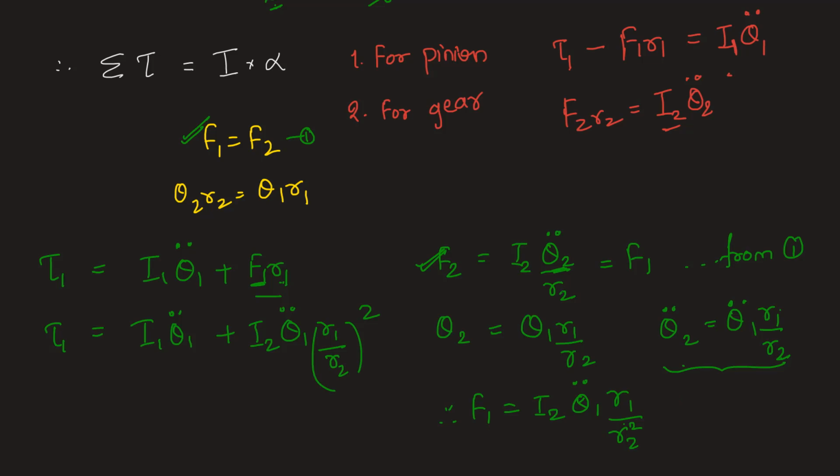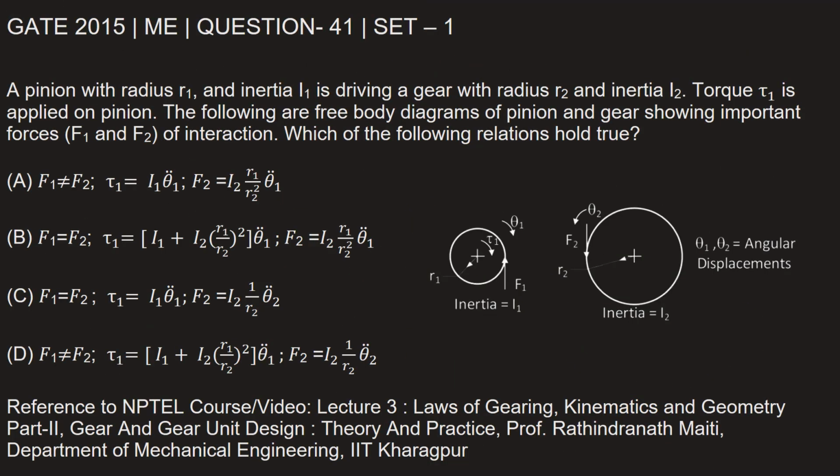So let's go back and mark the option which has all these values. This one, this tau 1 and F2. We see the correct option here which has all those values. It's option B. Option B is correct.